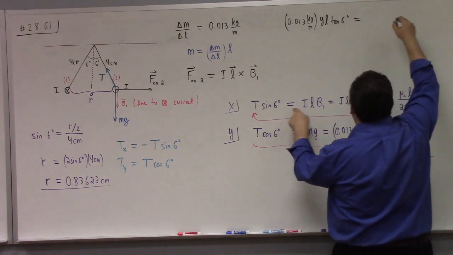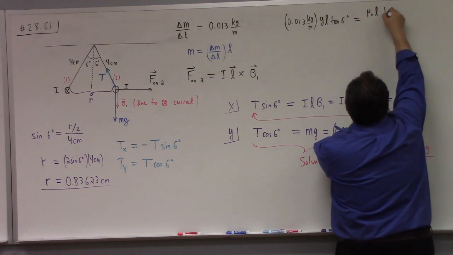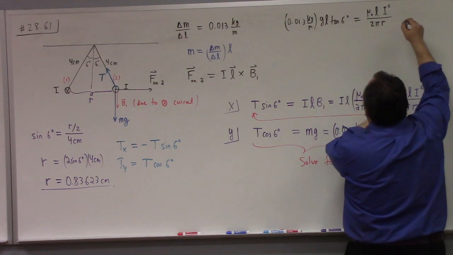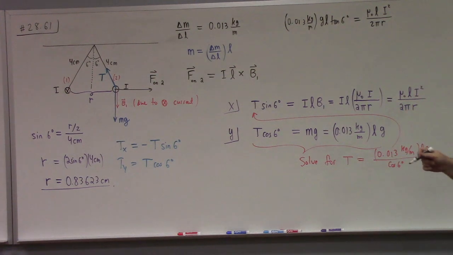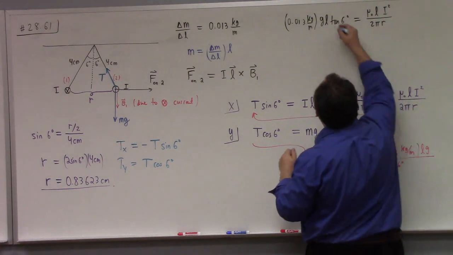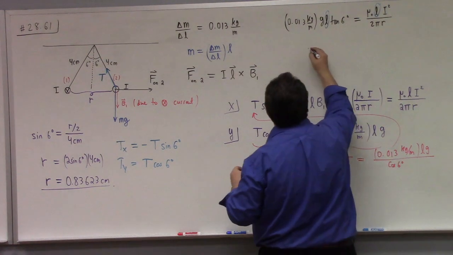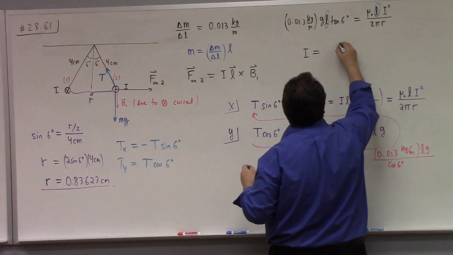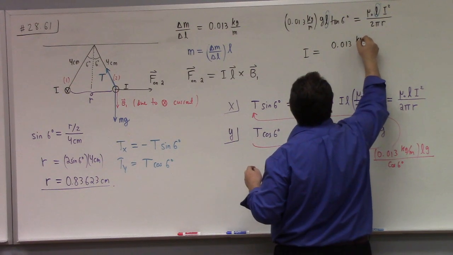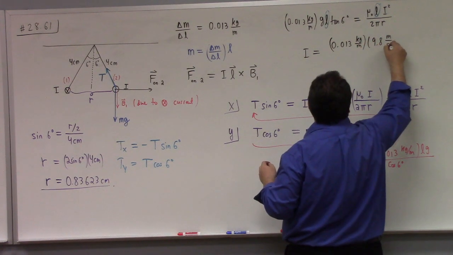Equals mu naught L I squared. Of course, the L cancels out, right? That has to happen because the L is just the sample length we're analyzing. So the L's cancel, this one and this one, and lo and behold, we get the current is equal to 0.013 kilograms per meter times 9.8 meters per second squared.